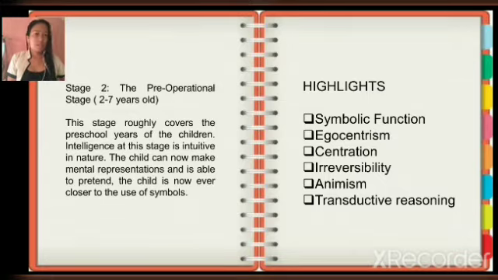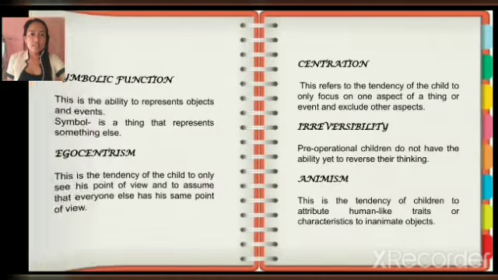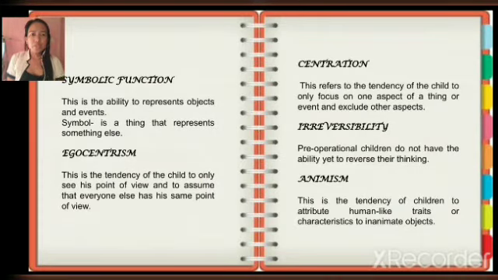And these are the highlights in this stage. The symbolic function, egocentrism, centration, irreversibility, animism, and transductive reasoning. So let's dive into these terms. So first, the symbolic function. This is the ability to represent objects and events. A symbol is a thing that represents something else.